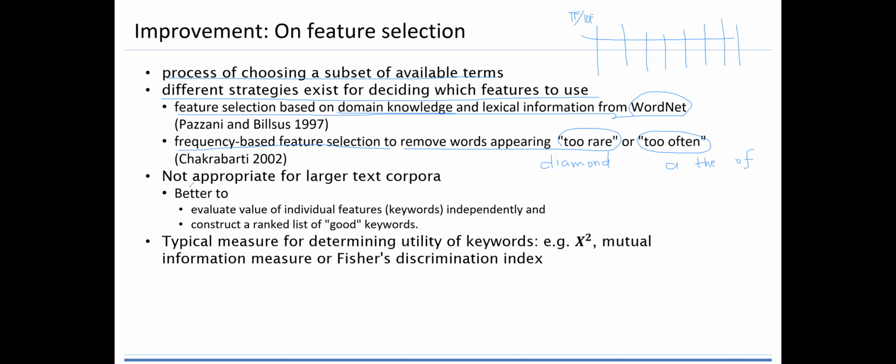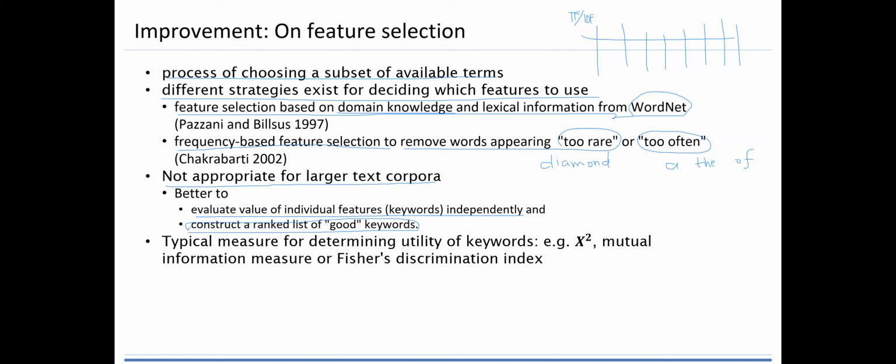The feature selection is not appropriate for larger text corpora. Oh, what does it mean? Yeah, if the words or the keywords are too many, the feature selection sometimes does not work well. Better to evaluate the value of individual features or keywords independently and construct a rank list of good keywords.